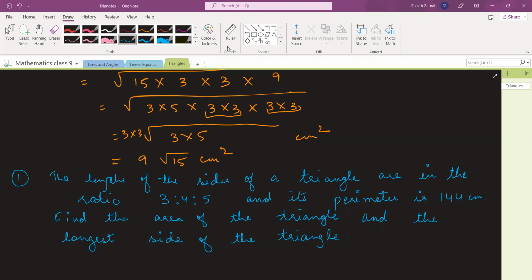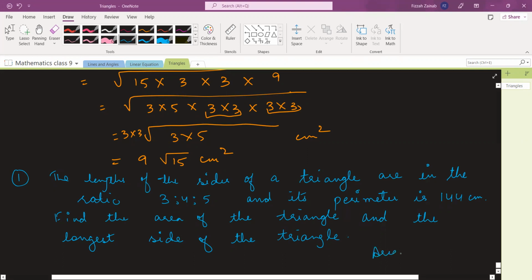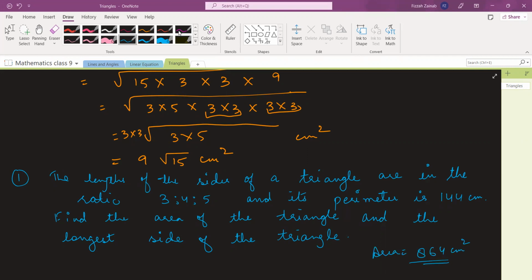Yes, you are right. It's 864 centimeter square. So you should get this answer, both of you, right? Yes, ma'am. Okay. Anyway, I'm ending the class. Time is over. So we will continue in the next class.